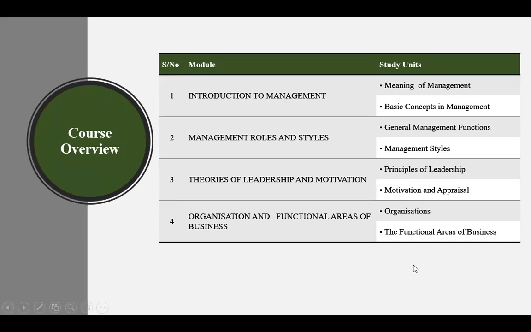So the first module is Introduction to Management. The 2 things we'll be doing here are the meaning of management, and the basic concepts in management. The second one is management roles and styles. Simply put, what management is expected to do in every situation. If you're the manager of your home, there are some roles that are expected you to play in your home. If you are the personal manager of yourself, there are some roles expected that you should be playing for yourself.